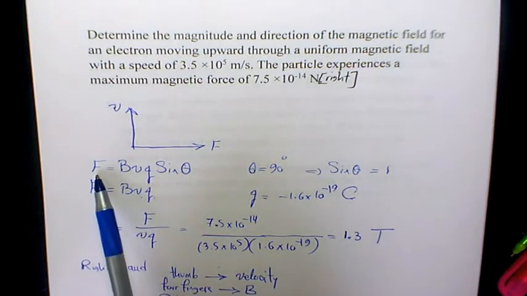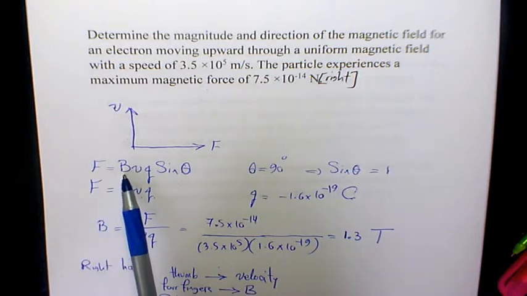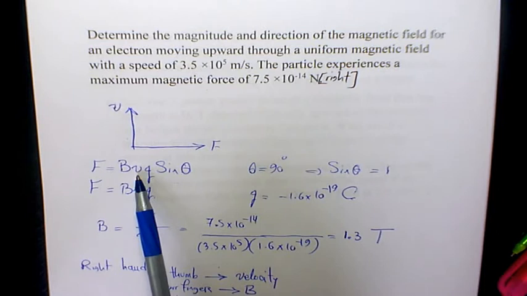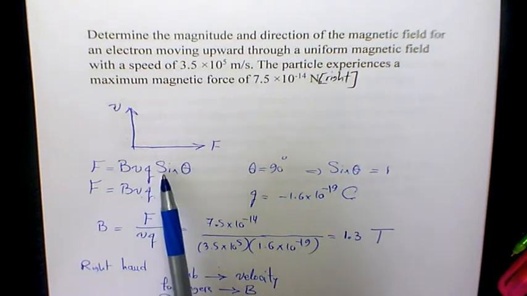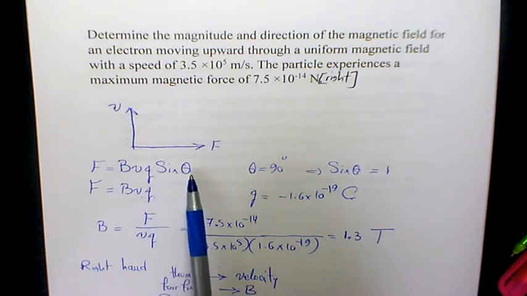F is the magnetic force in terms of Newton, B is the magnetic field strength in terms of Tesla, V is the velocity of the charged particle in terms of meters per second, and Q is the charge of the particle in terms of coulomb. And then times sine theta. Theta is the angle between the velocity direction and the magnetic field direction.